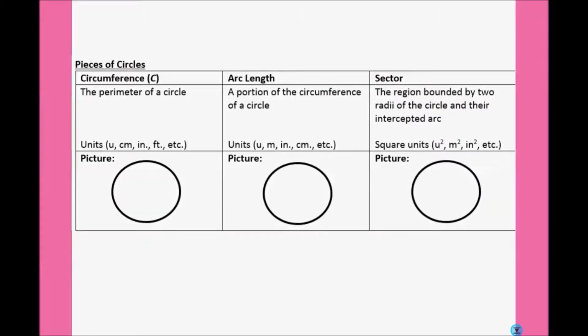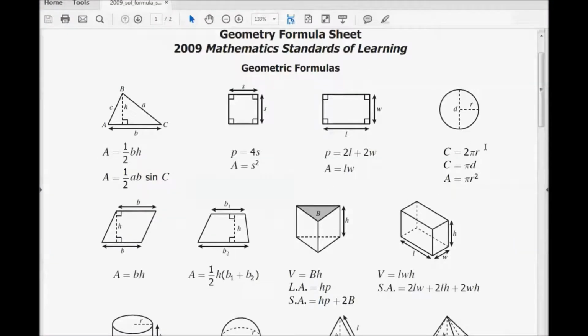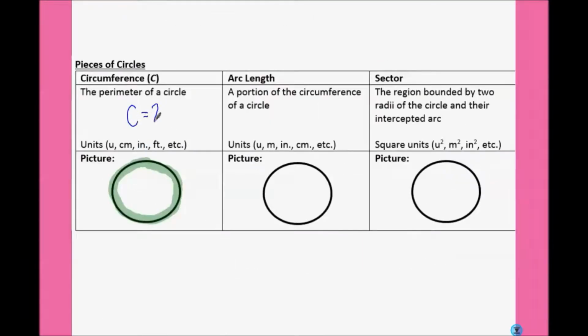Onto our pieces of circles. So important things about circles. We have the circumference of a circle, which is just a fancy word for the perimeter of the circle. So that would go, let me use my highlighter, all the way around the circle. The formula for this is on your formula sheet. It's right here. You can find circumference using radius or diameter. Typically, we're given the radius. So the circumference equals 2 pi r. And our units are one-dimensional, so it would just be centimeters, inches, feet, etc.